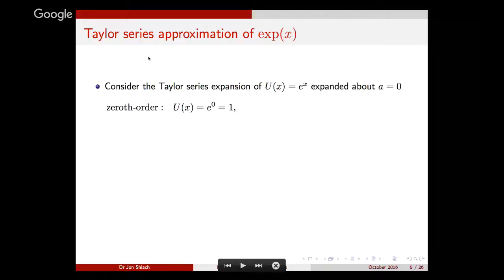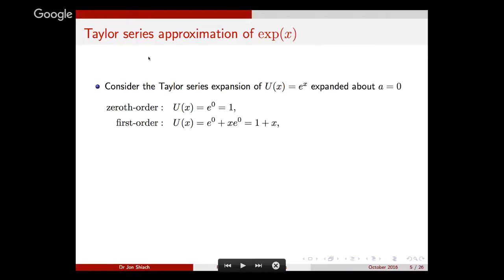Okay, 0th order. Our Taylor series is u(x). If x is 0, I've said a is 0 here, so it's a special series known as the Maclaurin series. So a 0th order approximation of e to the x is e to the 0. So that's just 1. Anything to the power 0 is 1, or the exponential function evaluated at 0 is 1.